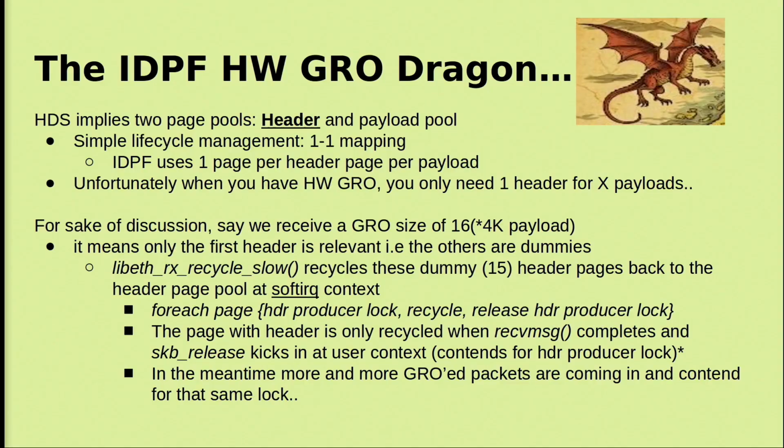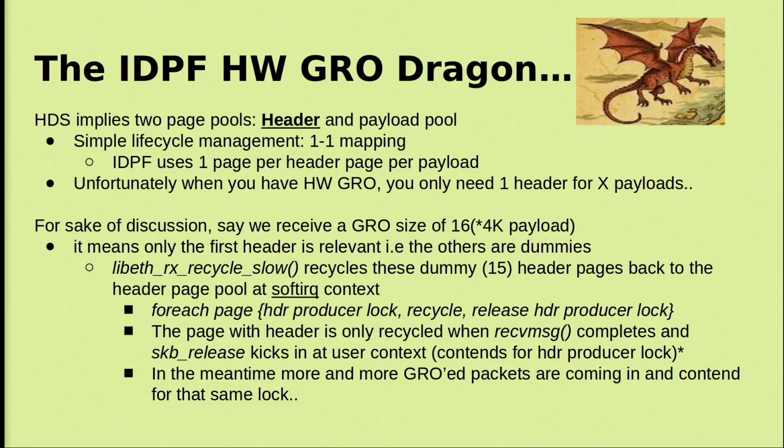So for the sake of discussion, let's say we had 16 payloads with 1 header. Each payload is about 4K, given the way we set the MSS. It means that only the first header is relevant. Now, what libeth rx recycle slow, which showed up in that perf output, will do is recycle. Now it goes, oh yeah, this is a dummy header. I don't need this page. Let me put it back on the header page pool.